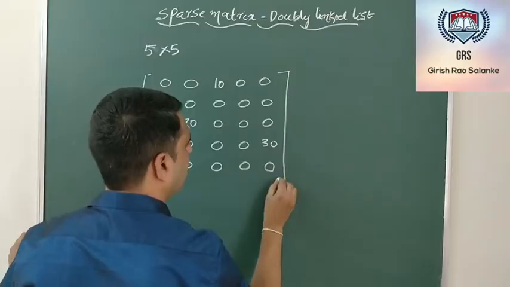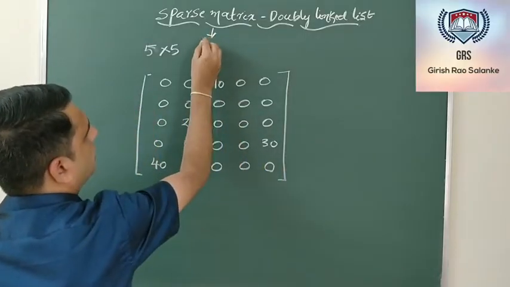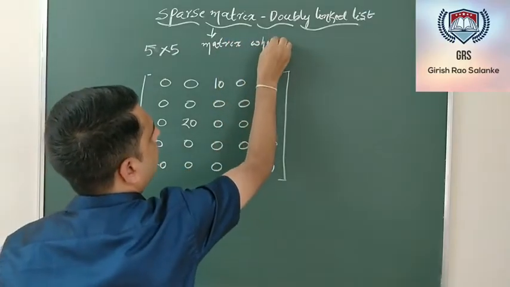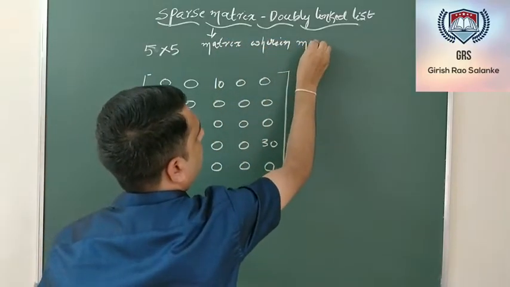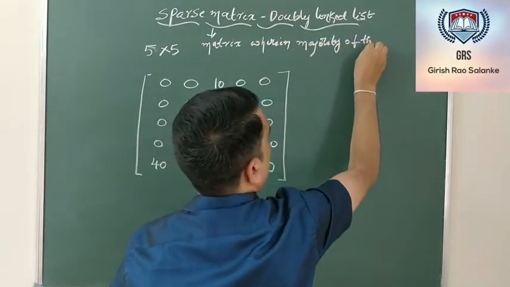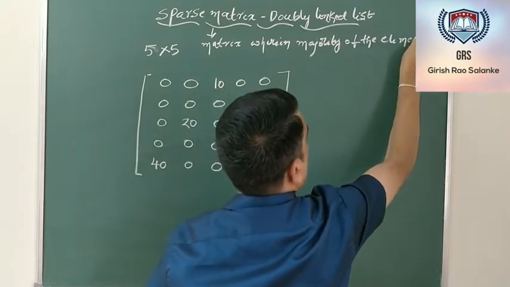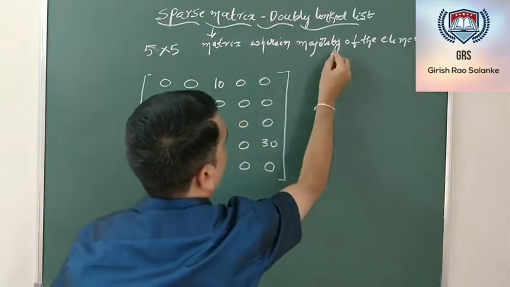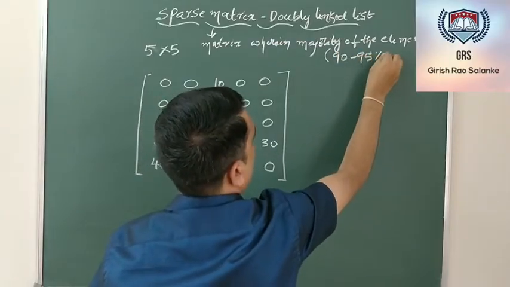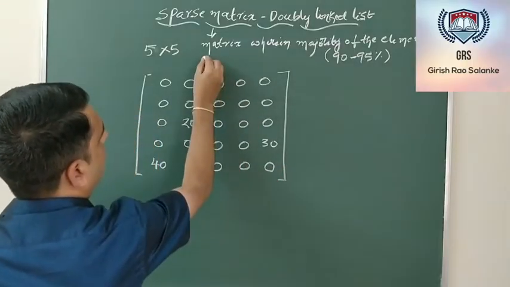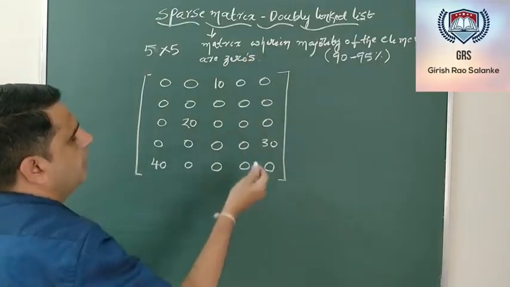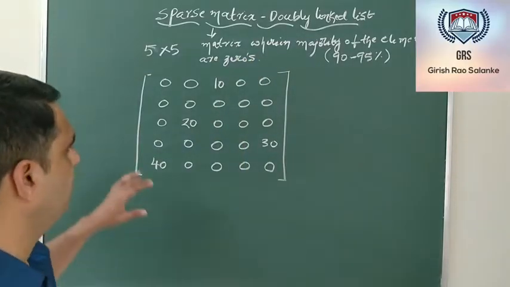So let me define the sparse matrix: a sparse matrix is a matrix wherein the majority of the elements, and when I say majority, let me take it as 90 to 95%, 90 to 95% of the elements are zeros and other elements are non-zero elements, and one such example is this.